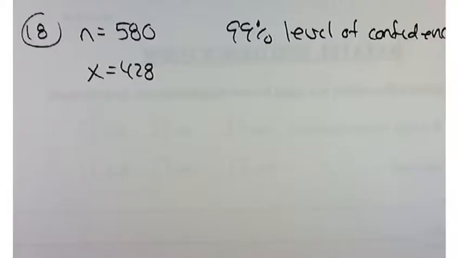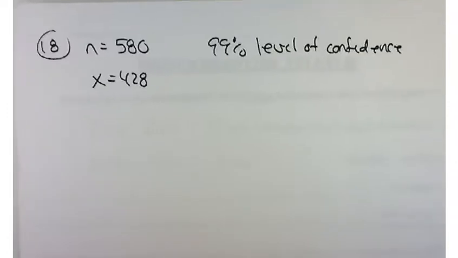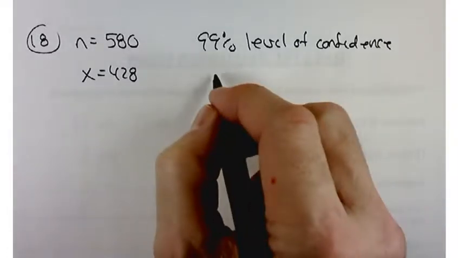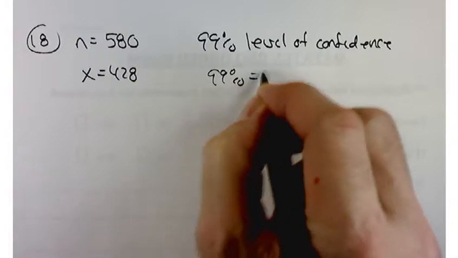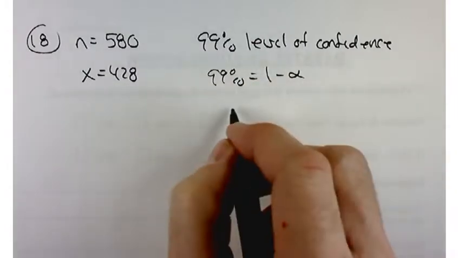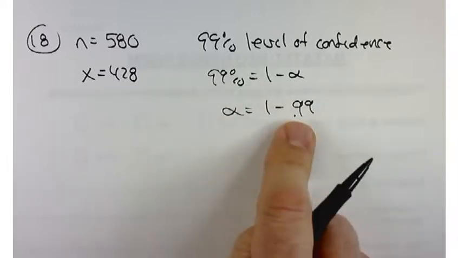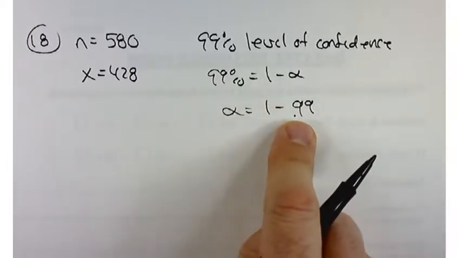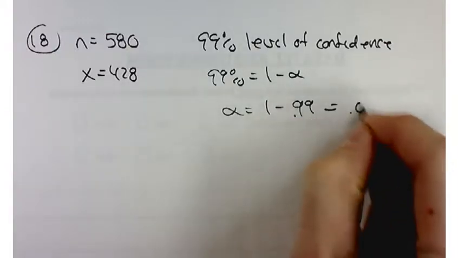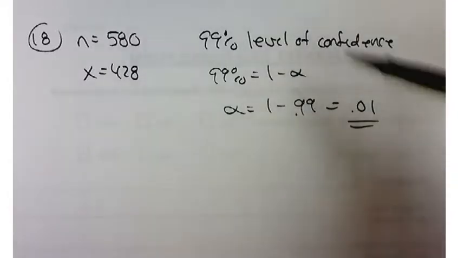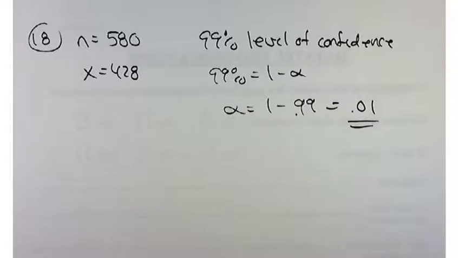And there's something a little bit old school in me that says I want you to be able to find alpha. I think that's a skill that we're going to need to know. So 99% is 1 minus alpha, or alpha is 1 minus 99%. 99% as a decimal is 0.99. So alpha itself is 0.01. So we got this 99% level of confidence. That's great.